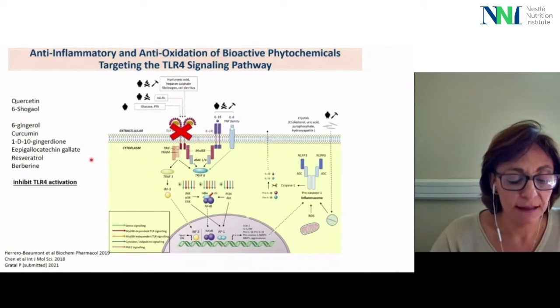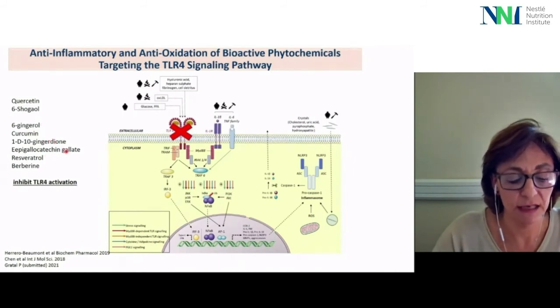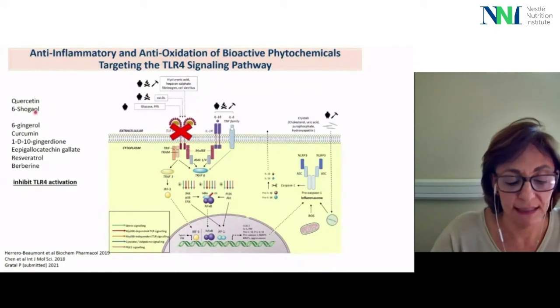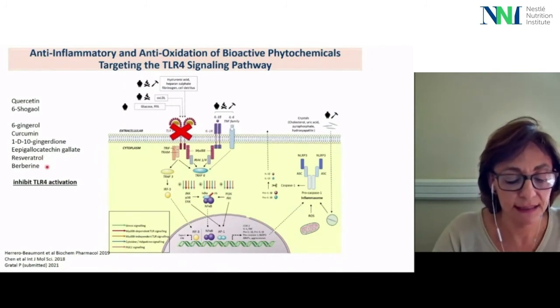Besides, the different bioactive phytochemicals, such as those mentioned here, have been described as important anti-inflammatory and antioxidative mediators. Among them, quercetin, 6-shogaol or 6-gingerol extracted from ginger, curcumin, resveratrol, etc. These compounds are able to target different mediators in the TLR4 signaling pathway at different levels.